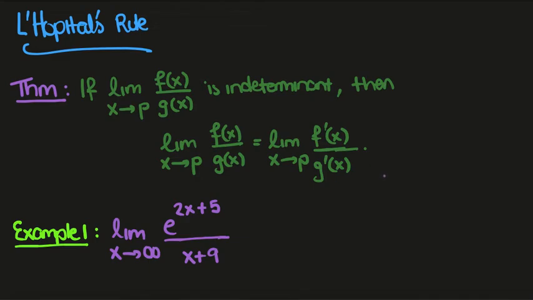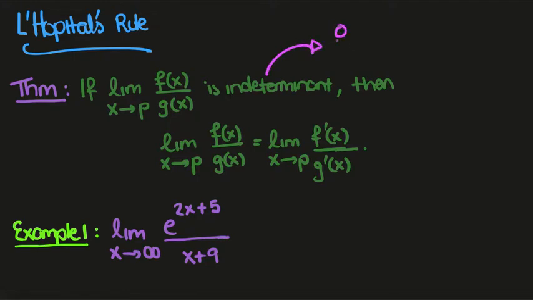Okay, so in this video we want to look at L'Hopital's rule. L'Hopital's rule is used to evaluate certain types of limits. The theorem states that if the limit as x tends towards some point p, could be 0, could be infinity, could be 10, of f of x over g of x is indeterminate.